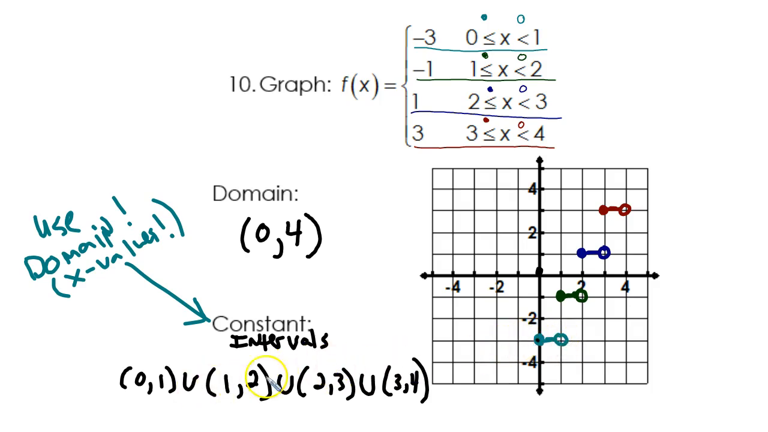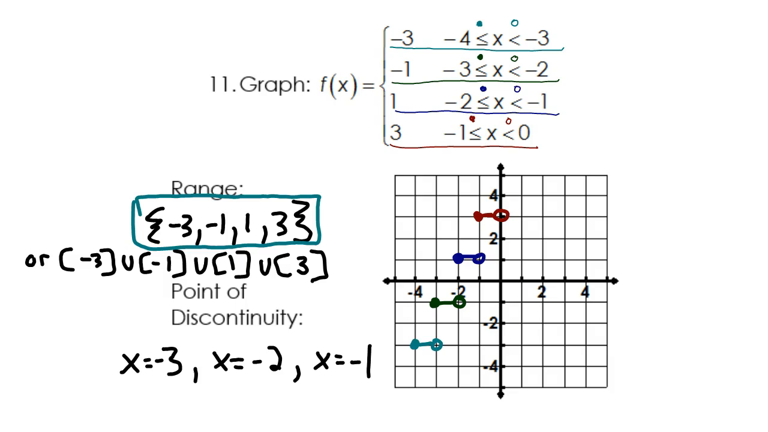And there is another constant interval from 1 to 2. And there is another constant interval from 2 to 3. And yet another one from 3 to 4. And all of those are x values: 0 to 1, 1 to 2, 2 to 3, 3 to 4.